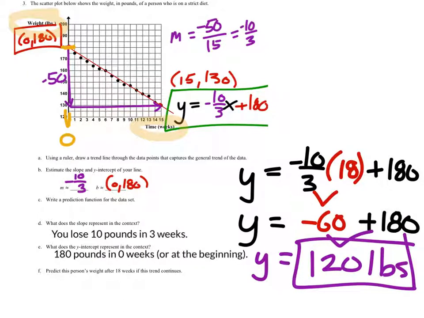Now again, this was a little different in the other class. We got, I think, like 122-ish for that. But again, that's okay because we're just eyeballing a lot of this stuff.